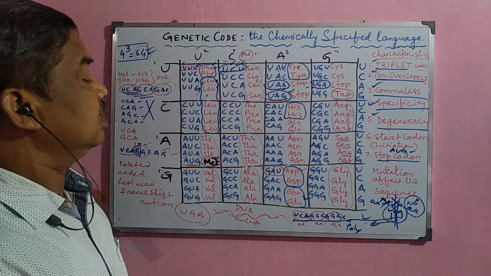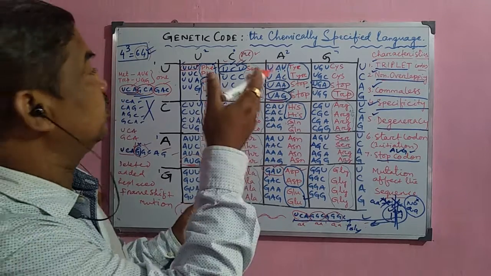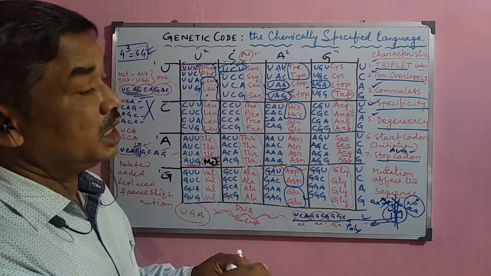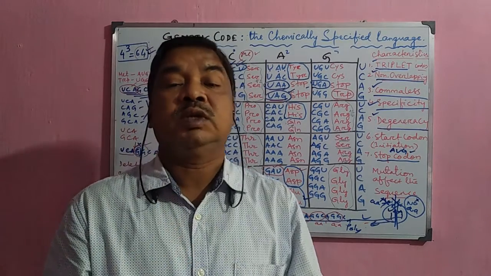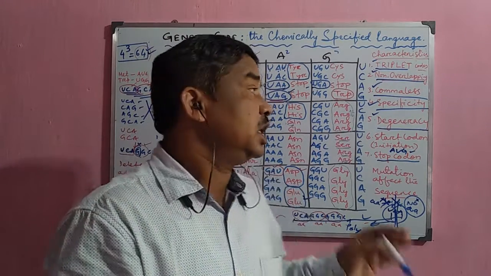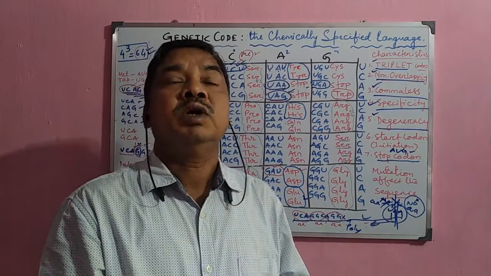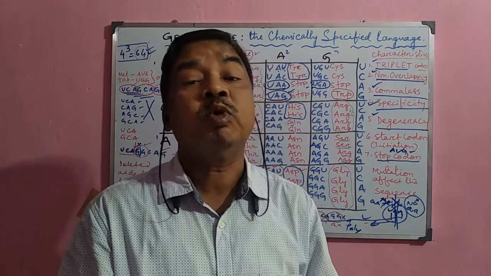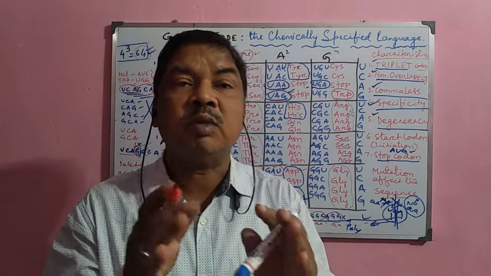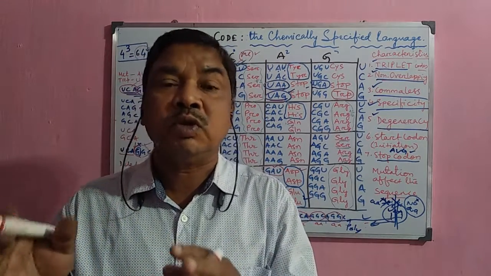Now this is about the genetic code and its different characteristics, and next we shall study the translation process: how this genetic code, without any error, forms the polypeptide chain or the sequence of amino acids in the ribosome, in my next video.